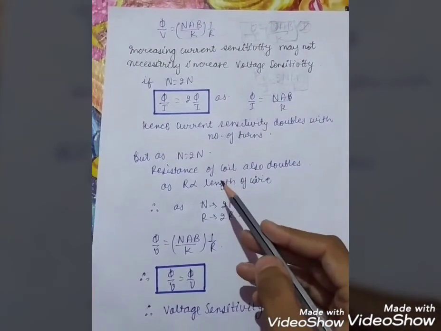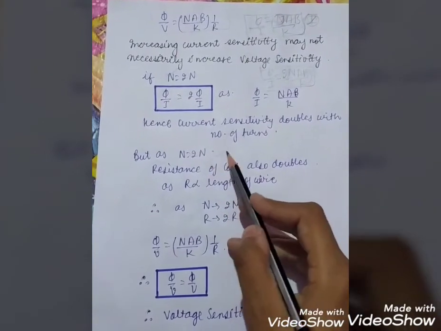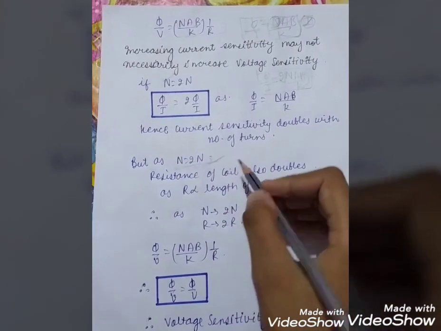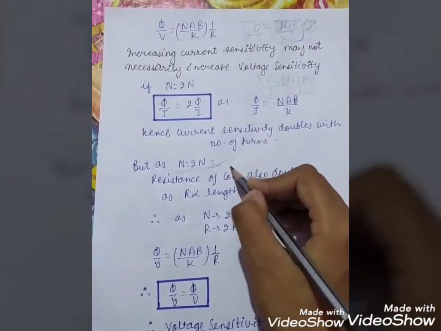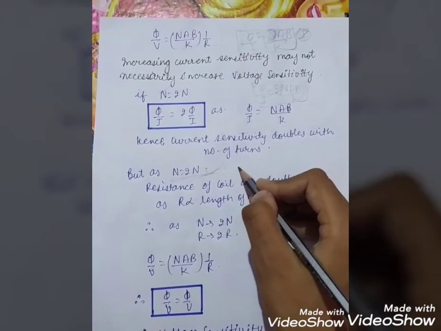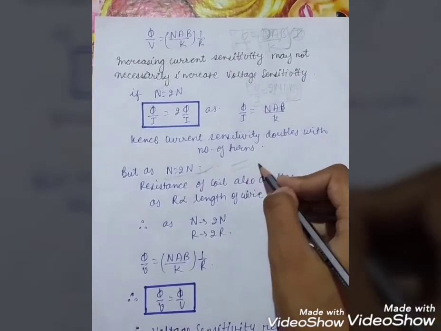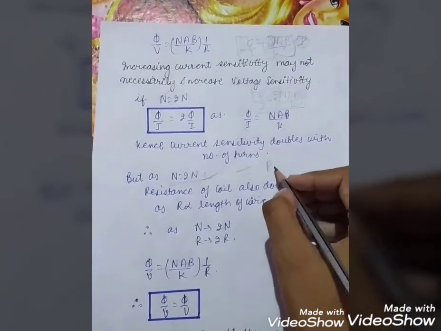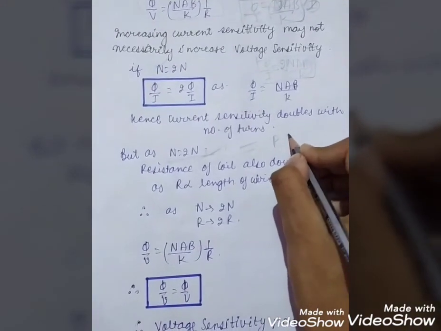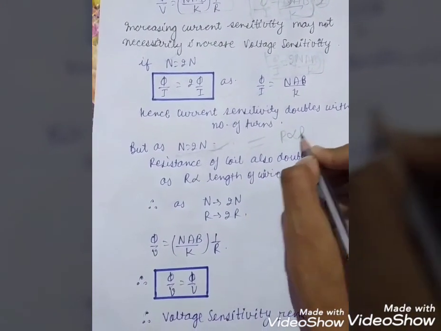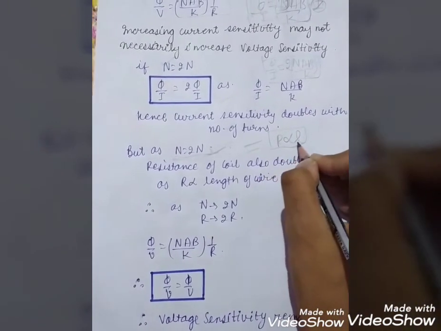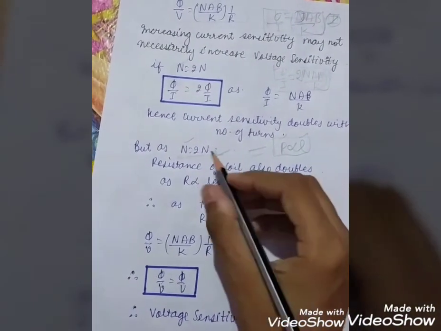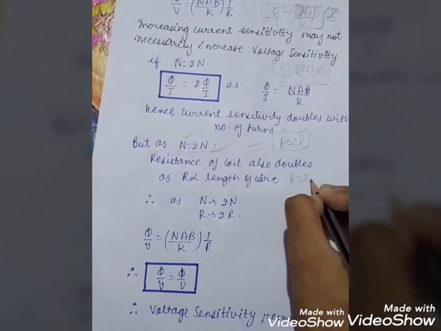Okay, now what happens to the voltage sensitivity if we double the number of turns? If I am increasing the number of turns, it basically means that I am doubling the length of the coil. As we already know, the resistance of a coil is directly proportional to the length of the wire. So if we increase the number of turns, and hence the length, the resistance also increases. So if n becomes 2n, resistance also becomes 2r.